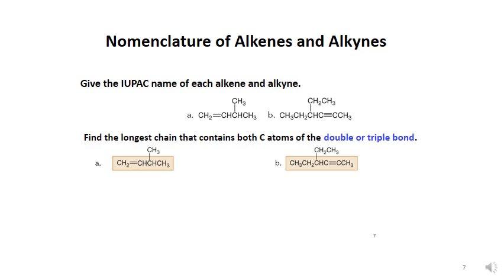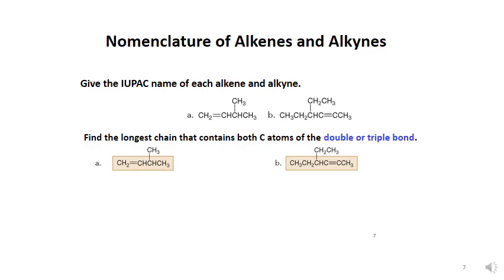So we've got A and B, two different molecules, one an alkene and the other an alkyne, and let's do our process. So the first thing is we've got to find the longest chain that contains both of the double or triple bonds in the chain.